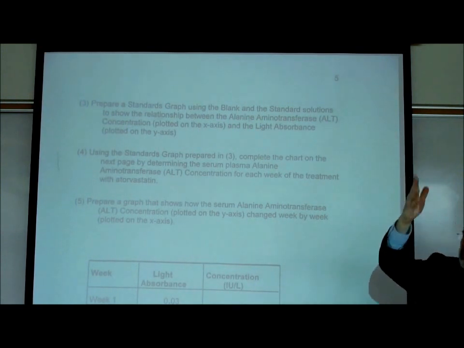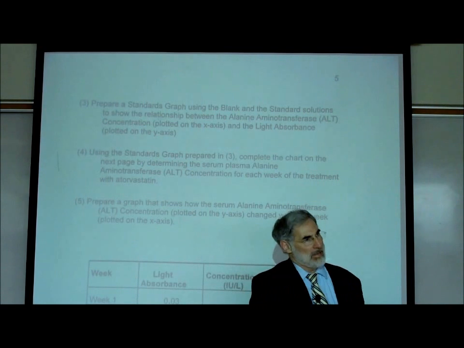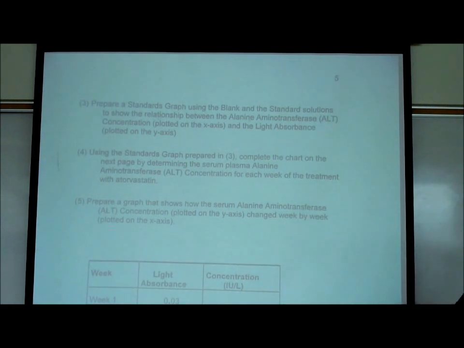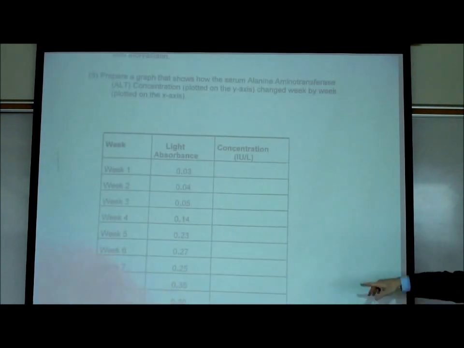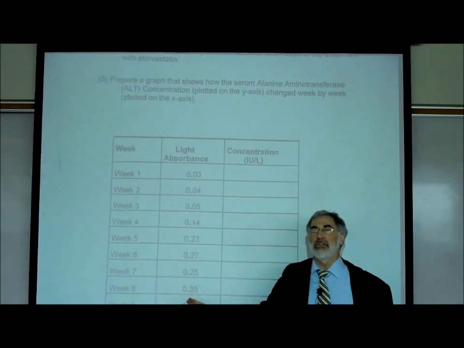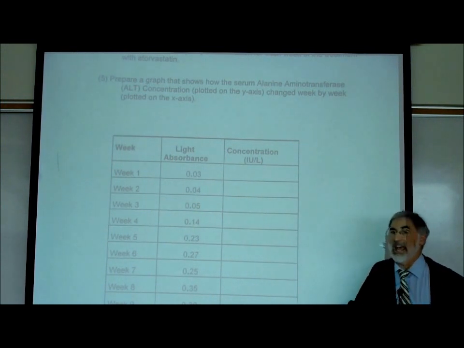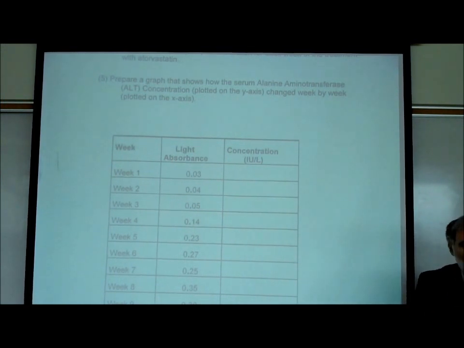Again, you have to construct a graph showing the relationship between the liver enzyme level and the light absorbance. Then, using that information, you're going to complete this chart right here. Here's the light absorbance for the liver enzyme levels, and you're going to read these off the graph and convert that into what the liver enzyme level was.